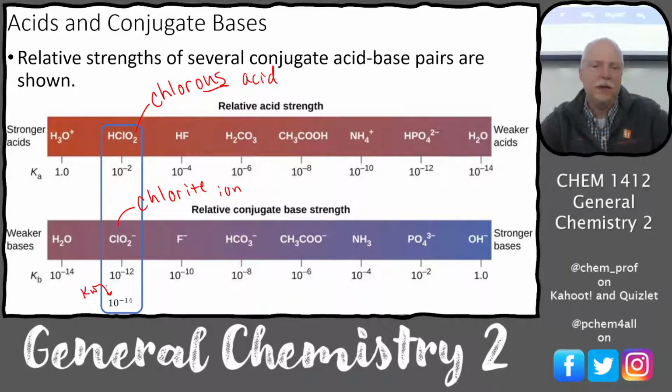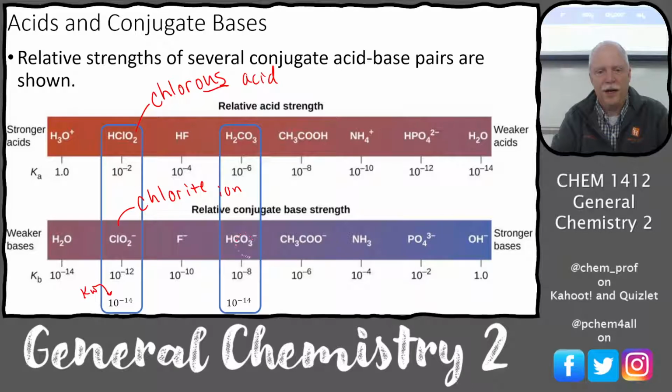Okay, and here's the hydrogen fluoride acid, or hydrofluoric acid, and here's the fluoride ion. Here's carbonic acid, and here's the hydrogen carbonate ion. Again, 10 to the minus 6 times 10 to the minus 8, you're going to get 10 to the minus 14. Here's ammonium and ammonia. Again, these are all within the range of water. So here's the Ka for H3O plus and for water. This would be 10 to the minus 0 and 10 to the minus 14. You multiply those together, you get 10 to the minus 14.